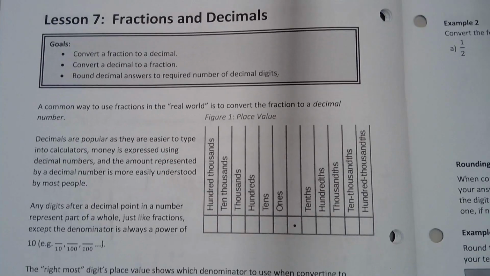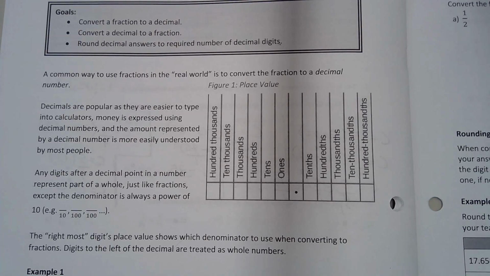So it says here, let's get started. A common way to use fractions in the real world is to convert a fraction to a decimal number. Decimals are popular as they are easier to type into calculators. Money is expressed using decimal numbers, we know that. And the amount represented by the decimal number is more easily understood by most people.